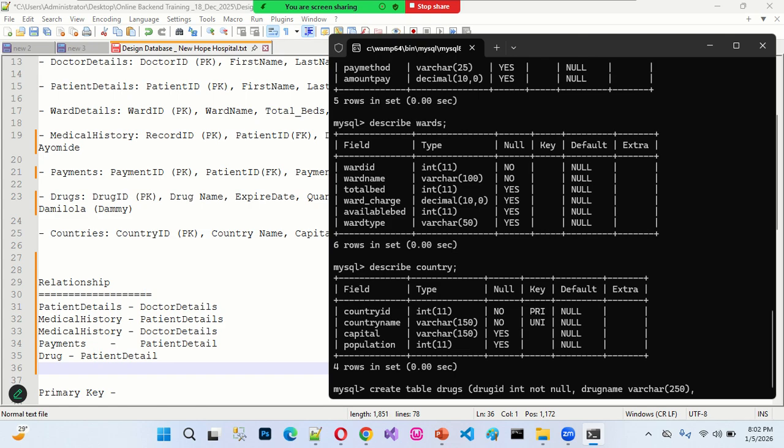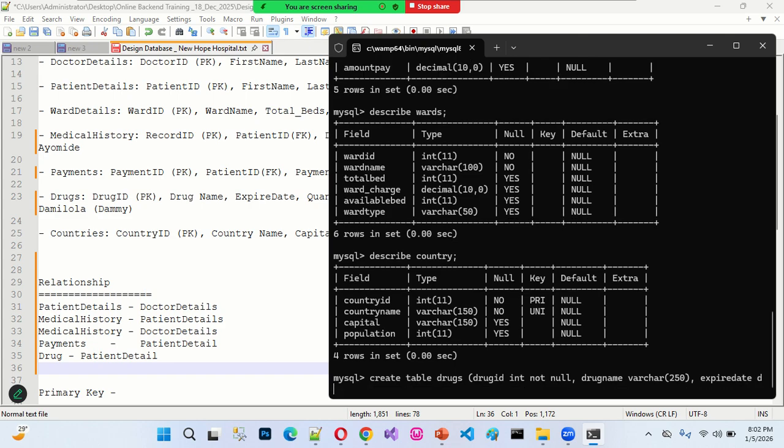And after that again, we have an expire date. That is going to be the expire date for the drug, and that will be date. Now after that again, we have the quantity of the drug, say QTY, and that will be integer. Okay, so that will be integer now.